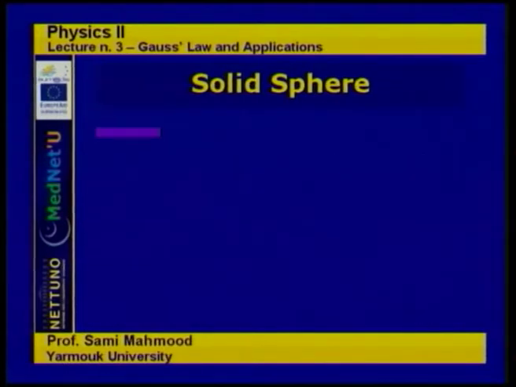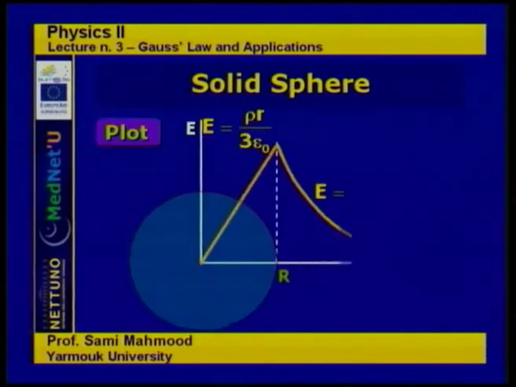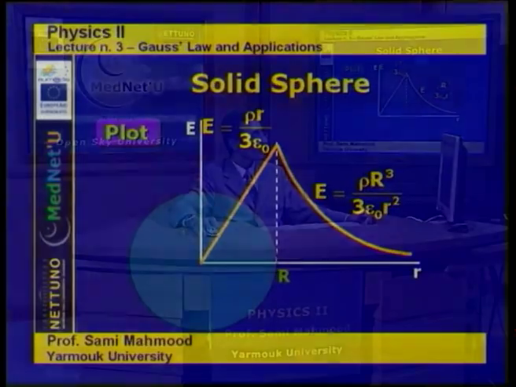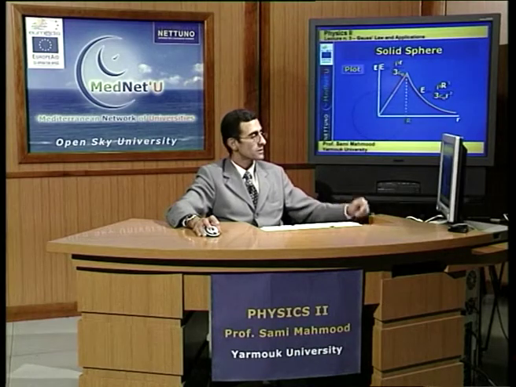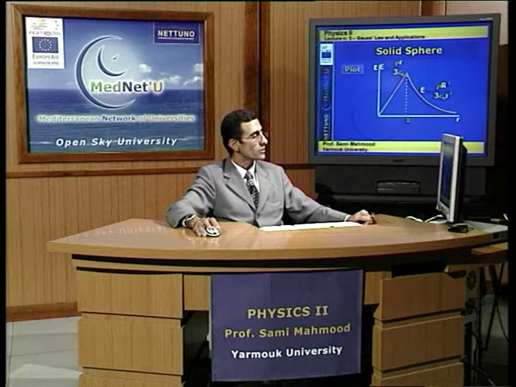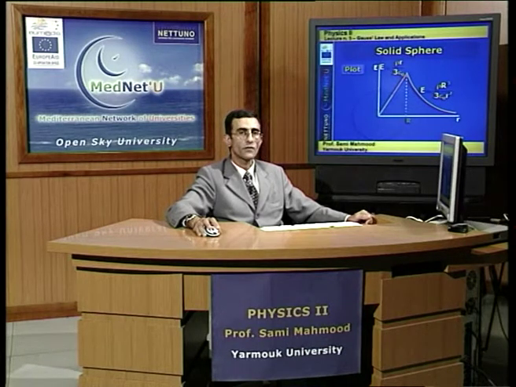And the plot of the electric field set up by a charged solid sphere is like this, where it goes linear until we reach the radius of the sphere itself. And then after that, it goes like 1 over r squared, like in the case of the point charge. This is consistent with the previous argument.